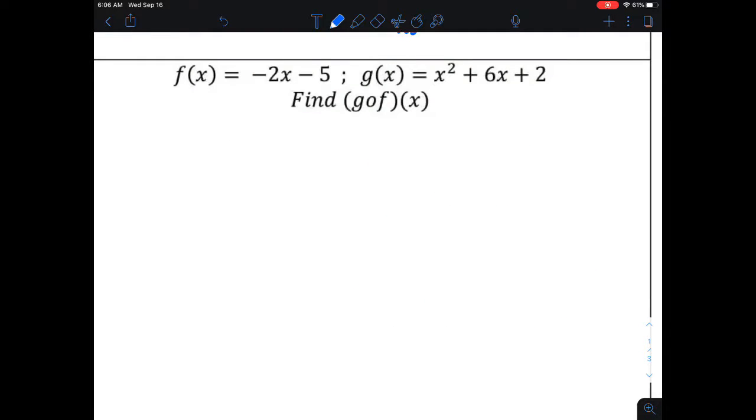All right, let's see. Find g of f of x. So I want to put f inside of g. So everywhere there's an x, I'm putting negative 2x minus 5.